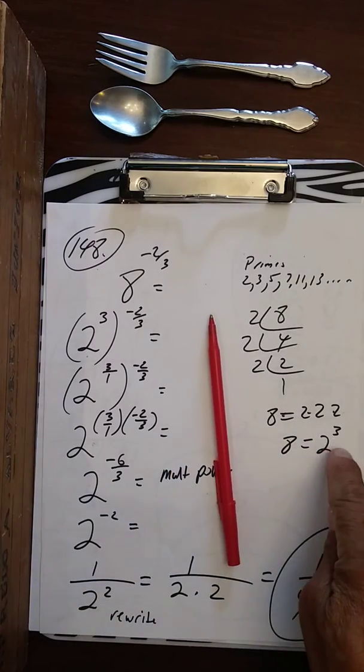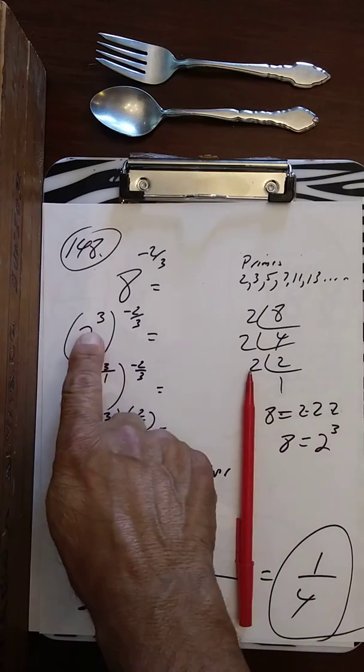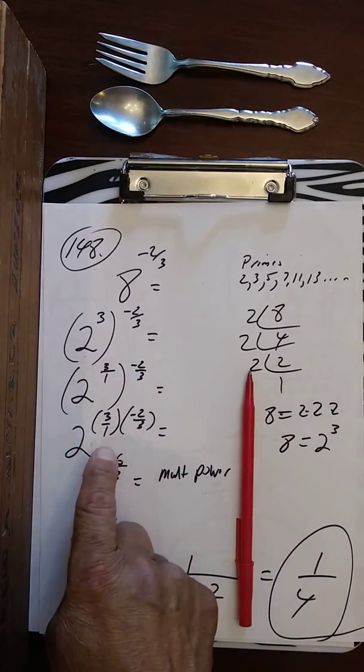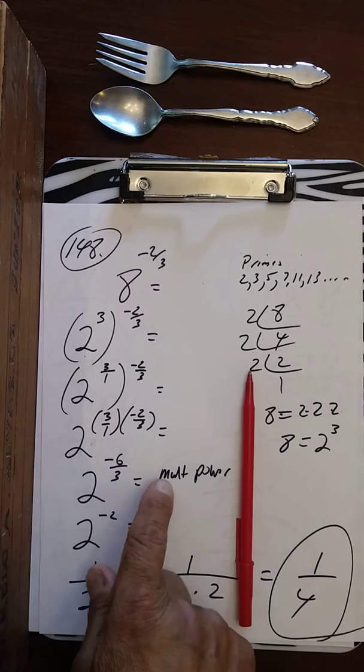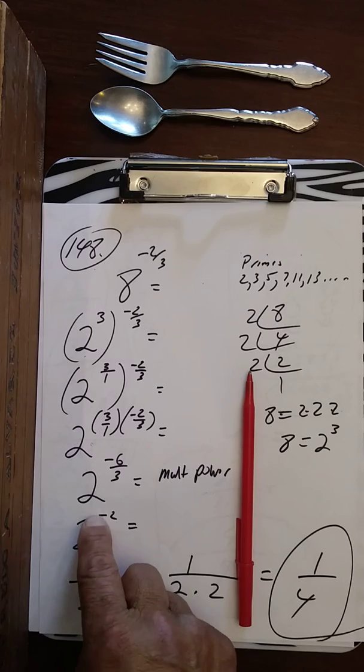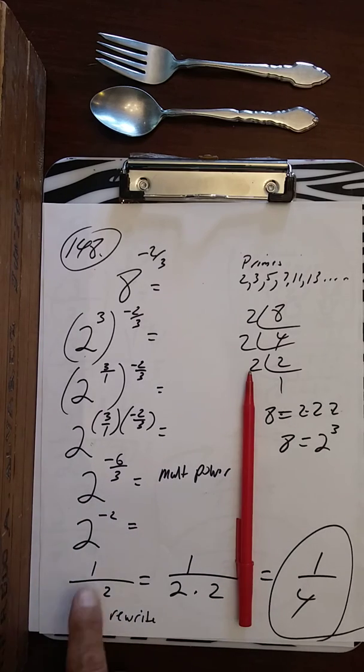Let's substitute this number, 2 to the 3 power, back up here instead of 8. So now 2 to the 3, and 3 is 3 over 1. 3 over 1 times negative 2 over 3. Multiply the powers, so you have negative 6 over 3, and that's going to be negative 2. Rewrite it: 2 to the negative 2, this power goes down here, so 1 over 2 squared. But what does that mean? 2 squared means 2 times 2.